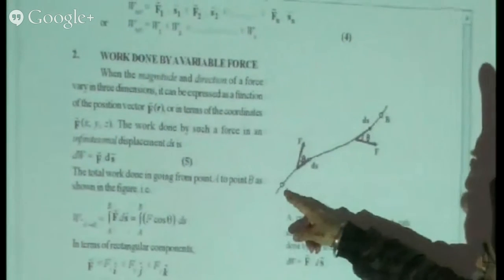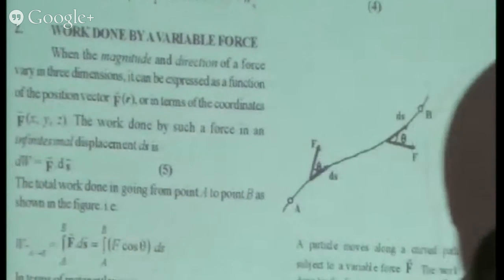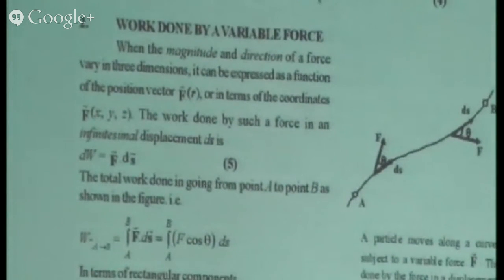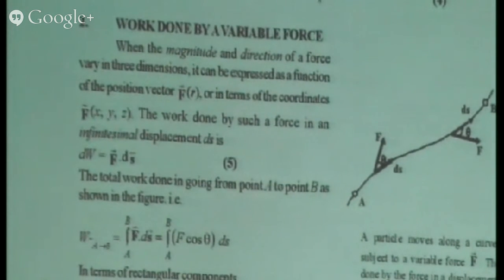So it will become F dot ds, and when you go from A to B, the total work done will be the integration of F dot ds from A to B. Is this point clear? Fine. Okay, we can go ahead.